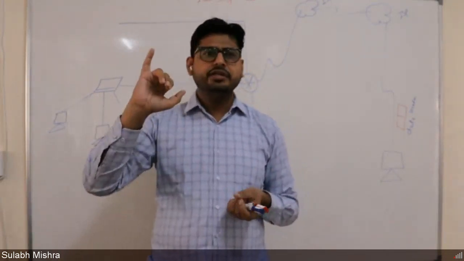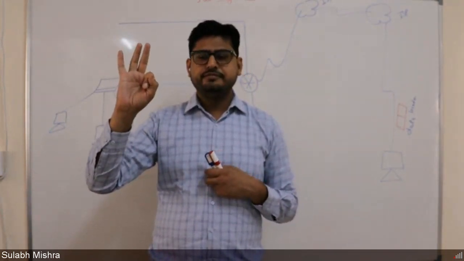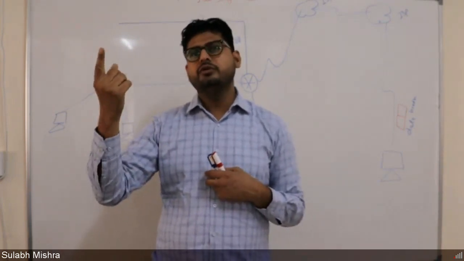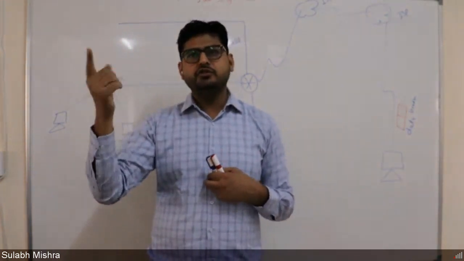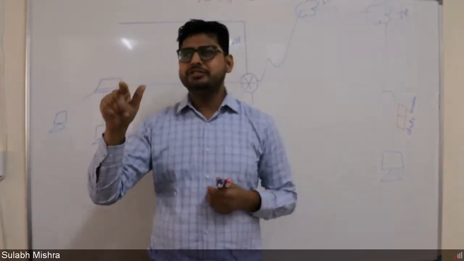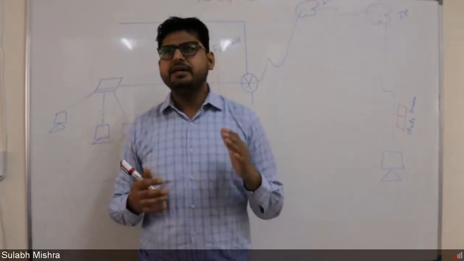What are those IPs? The ranges are 10.0.0.0/8, 172.16.0.0/12, and 192.168.0.0/16, right? So these are three ranges of IP.